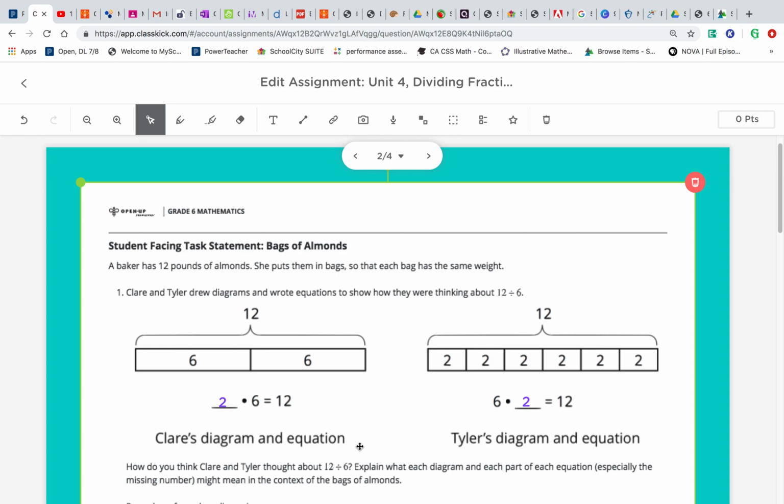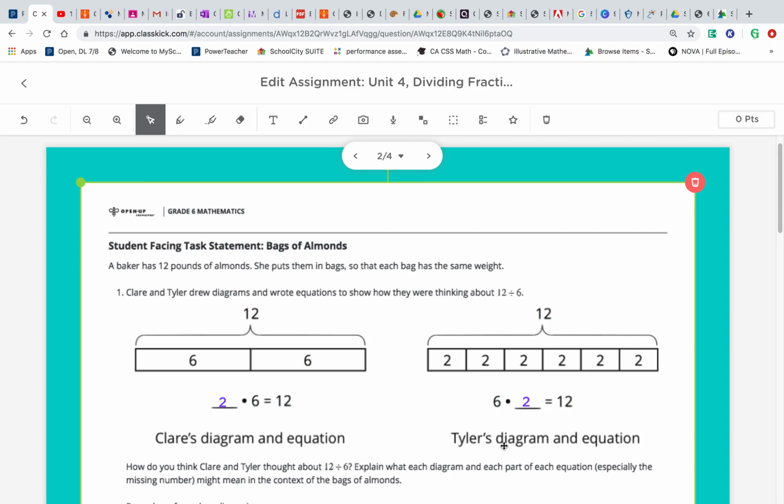Okay, so our question is, how do you think Claire and Tyler thought about 12 divided by 6? So we want to try to explain what each diagram, each part of the equation, especially the missing number, might mean in the context of the bags of almonds. Well, you might have done a lot of thinking about this, and so there should be some ideas that come to mind. One of them might have been for Claire. She might have seen 6 as the number of pounds in a bag. And then the missing factor, the one that was a blank here, could be how many bags there were, right? So each bag would contain 6 pounds in it. You'd have 2 bags that each weigh 6 pounds. So that could have been one way that Claire could have thought about it.